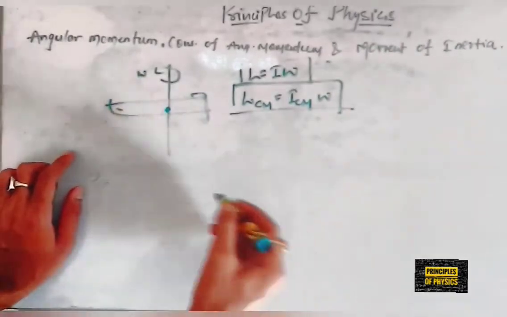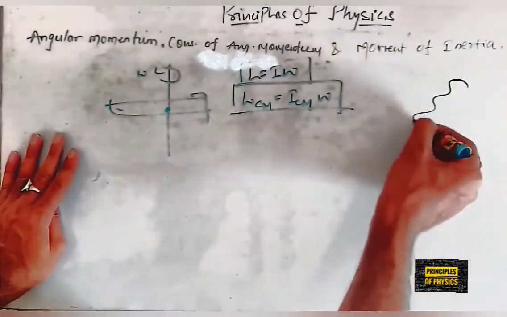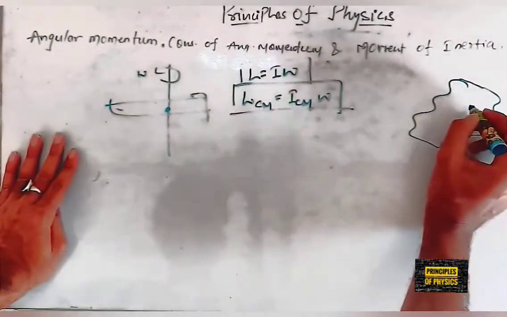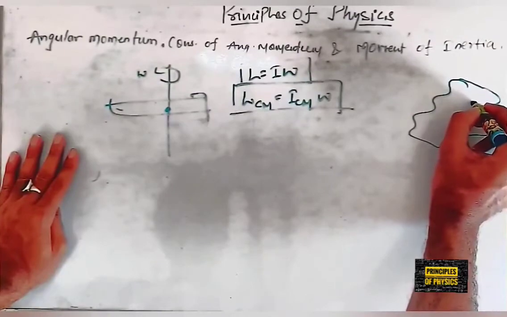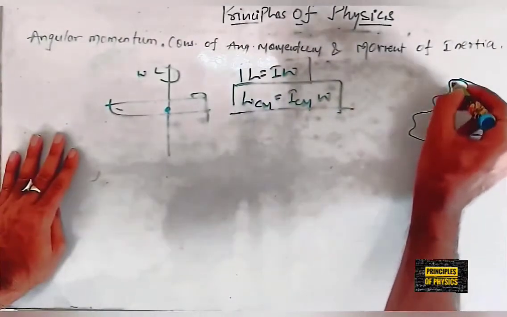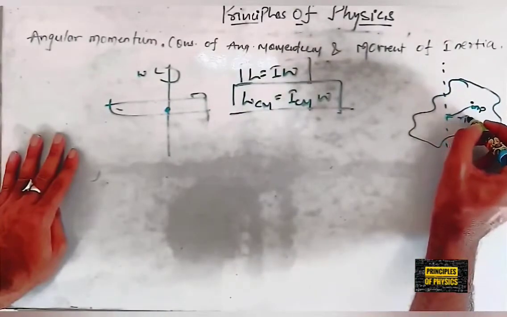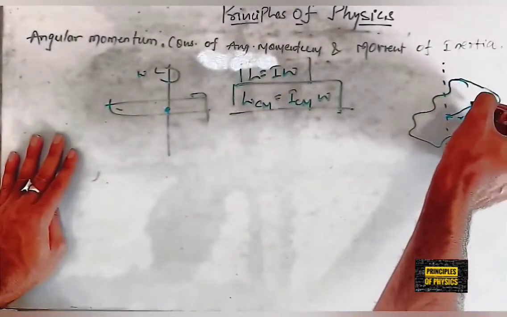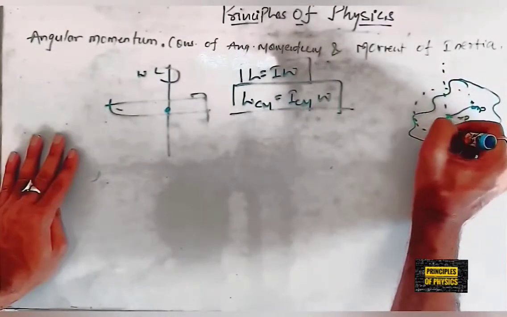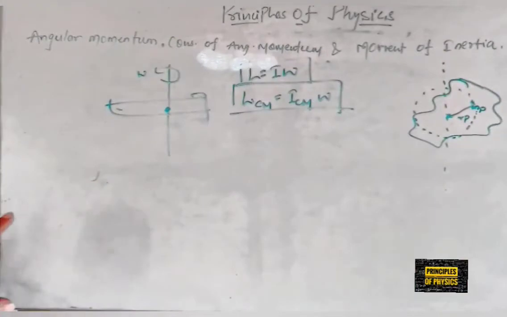So we will now derive the formula. Consider a rigid body, and let's say we have a point P which has mass mp at a distance rp from the center. So this mp is performing circular motion with respect to rp.